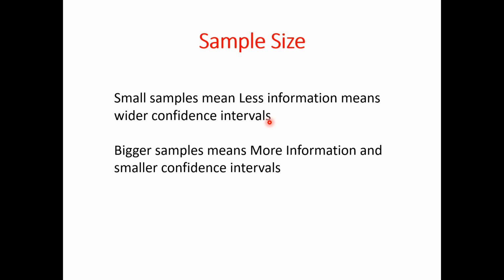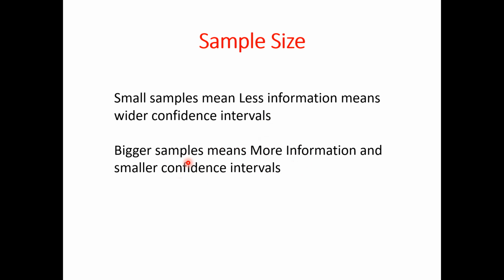We don't have information, so we'll think that the range is pretty wide. I have just 3 apples and the range seems to be pretty wide. But when we have a bigger sample, we have more information, and this would result in a smaller confidence interval, because ultimately the sample is coming from the population.